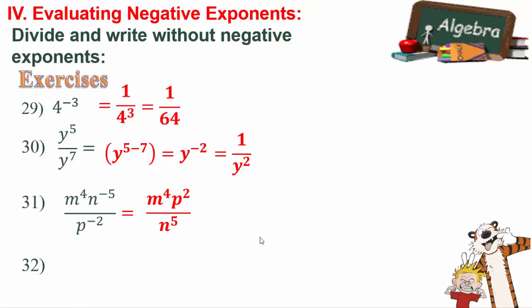In number 32, we have 2 over 5, and the whole thing is to negative 3. Well, I'm going to work this out on the whiteboard also. In example number 32, I have 2 over 5 to the negative 3.